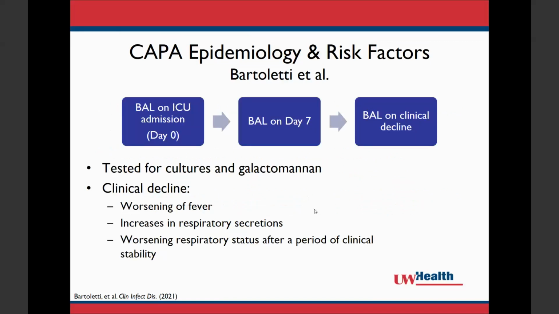So this study used preemptive monitoring to look for fungal markers to monitor how well certain diagnostic criteria performed. Really what you need to know is that they did a BAL on ICU admission on day 0, on day 7, and then continued to monitor with a BAL if there were any signs of clinical decline, which included worsening fever, worsening respiratory status, or increasing respiratory secretions. And on the BAL, they looked at cultures and galactomannan.